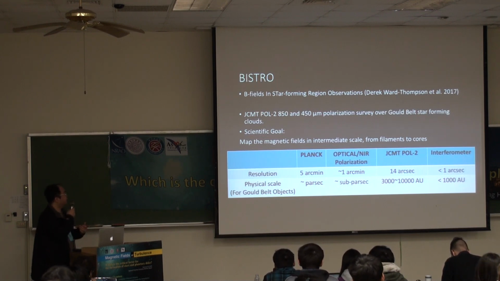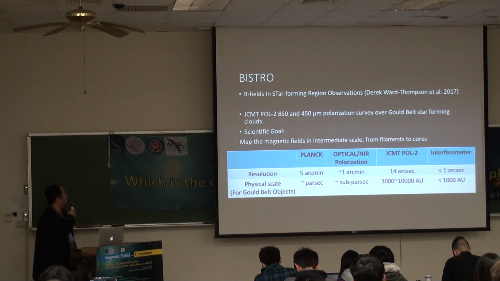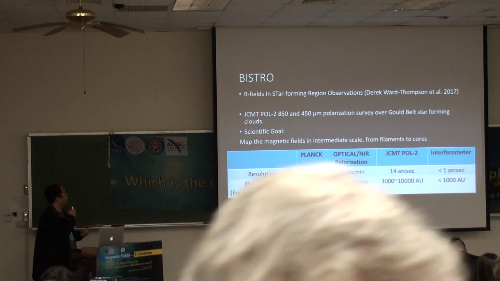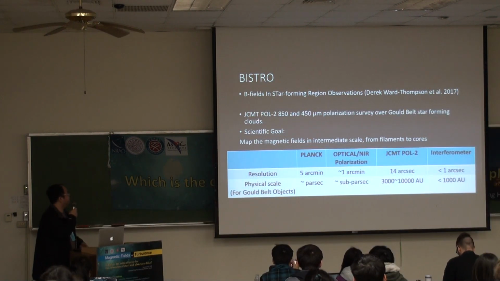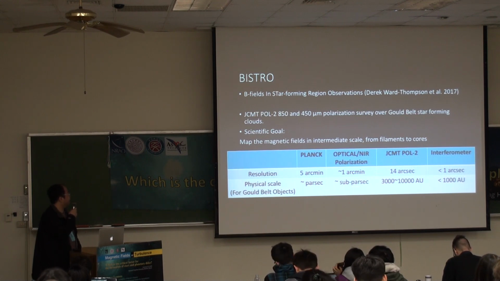in the intermediate scale. This table roughly lists the resolution of different kinds of observational instruments. Planck and optical near-infrared polarization have done many great works to resolve the magnetic field at larger scales, and the interferometer can really resolve the magnetic field within the cores. But there is still a big gap between these two resolutions.